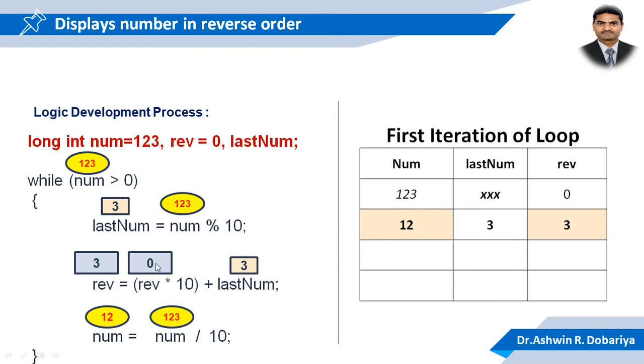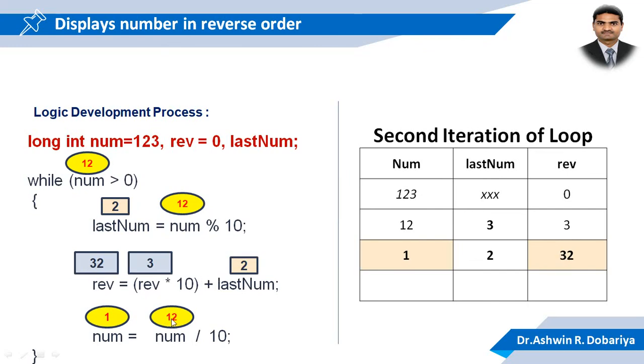So this is the status once the loop executes the first time. Now the number is 12. So the second time the loop is executed, 12 is greater than 0, yes, the condition becomes true. Now number is 12. So 12 modulus 10 separates the last digit 2. So 2 will be stored in last number. So now see, the last number becomes 2. And what is the previous value of reverse? The previous value of reverse is 3. 3 multiplied by 10 becomes 30. 30 plus last digit 2, so 32. Now the reverse becomes 32.